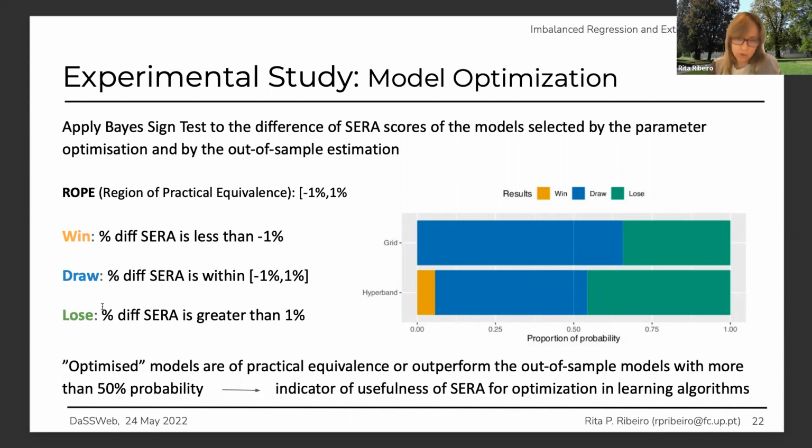What the results have shown us, regarding all the data sets that we have run, is that the optimized models are practically equivalent to or outperform the out-of-sample models with more than 50% probability. That is an indicator that SERA can in fact be useful for performing optimization in learning algorithms. In fact, we have been working on such an embedding, and the results have shown that SERA as an optimization metric could lead to better results in our imbalanced regression scenario.